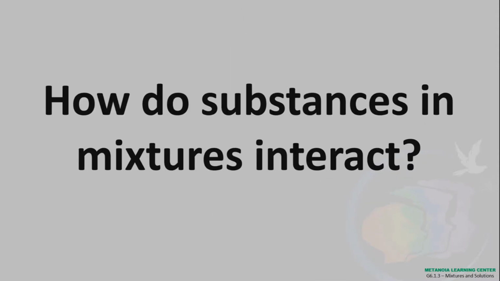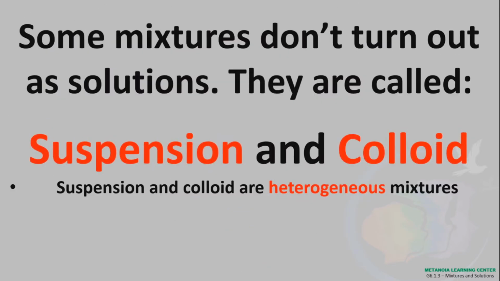How do substances in mixtures interact? Some mixtures don't turn out as solutions. They are called suspension and colloid. If you remember, I mentioned that a mixture is only considered a solution once it becomes a homogeneous mixture. In this case, a mixture is considered a suspension and/or colloid once it is a heterogeneous mixture.